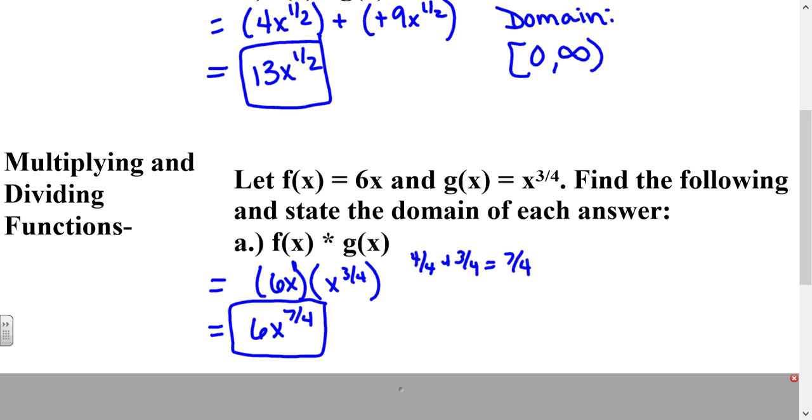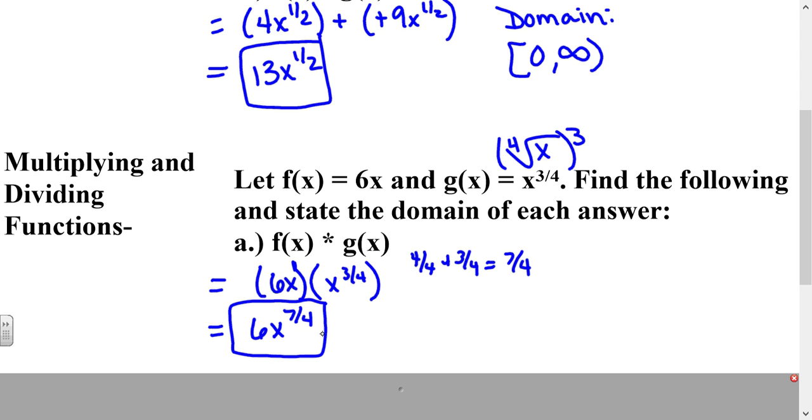Okay, now if I look at the domain of my original functions, for 6x, I can plug in any number I want for x because there's no roots or denominators, so I can plug in anything I want and get a real answer. For g of x, this would be the same as the 4th root of x to the 3rd power if I rewrote that in radical notation. So I'm taking the 4th root of this number. So since my root is even, I cannot plug in any negative numbers for x, because if I do, then I'll get an imaginary answer.